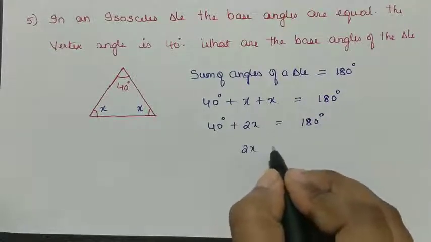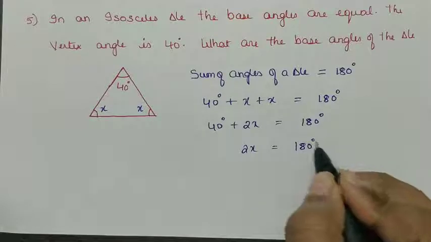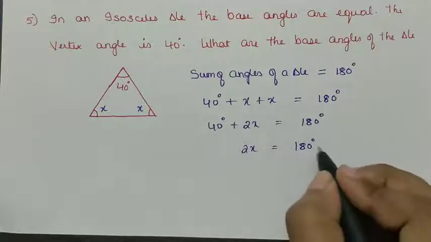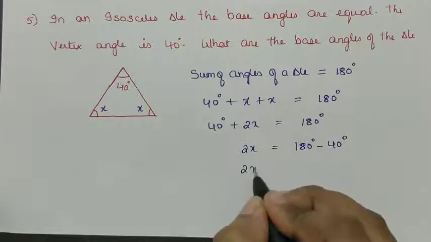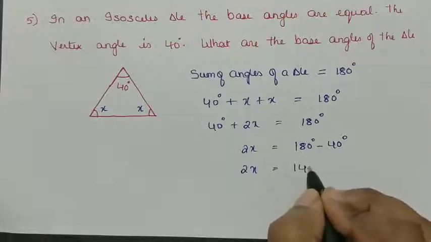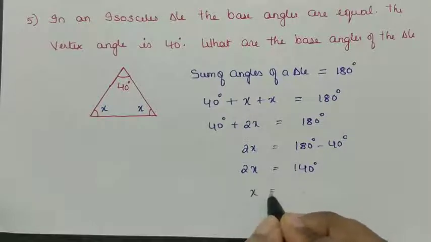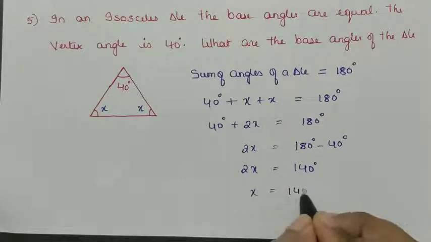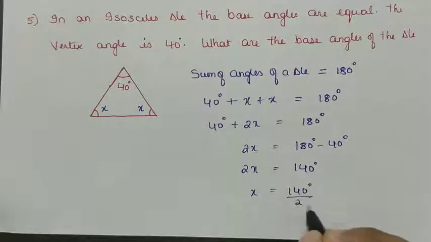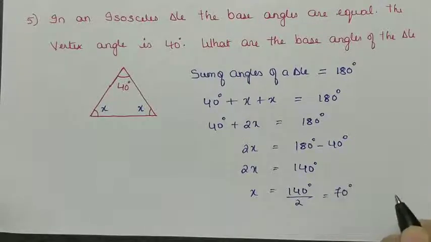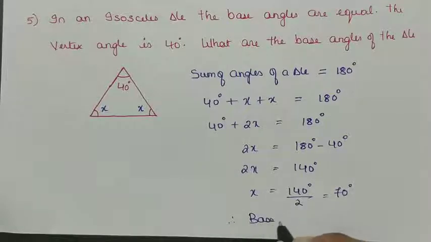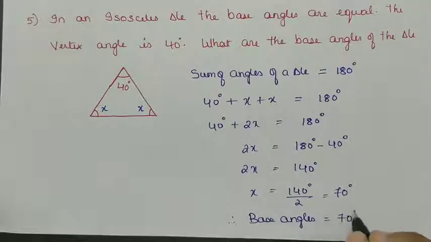2x is equal to 180 degrees when we send 40 to RHS, minus 40 degrees. 2x is equal to 140 degrees. Therefore, x equal to 140 degrees divided by 2. That is equal to 70 degrees. Therefore, base angle is equal to 70 degrees.